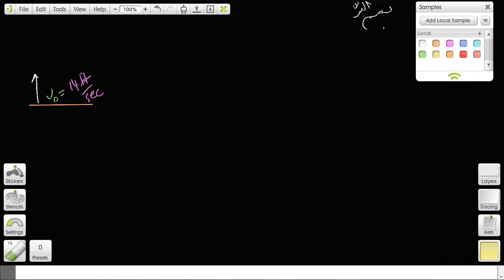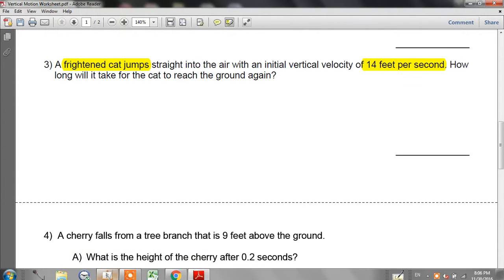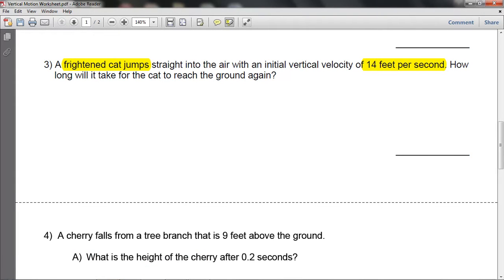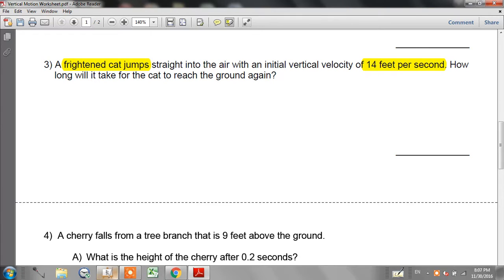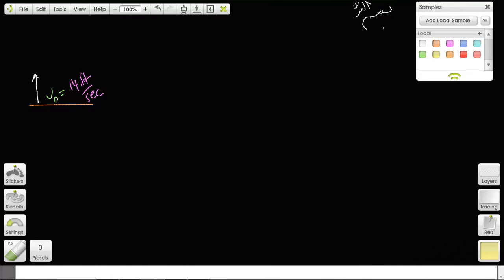So the cat's going to jump. And then the question becomes, how long will it take for the cat to reach the ground again? So how long will it take for the cat to go up and go down again? That's what we were asked to find out. Well, this is a vertical motion equation question, so let's write the vertical motion equation.